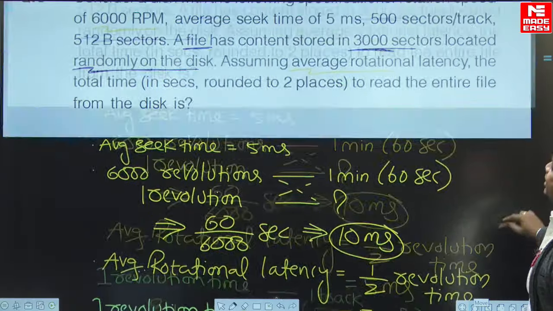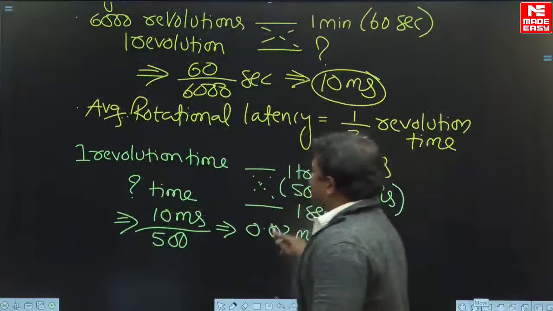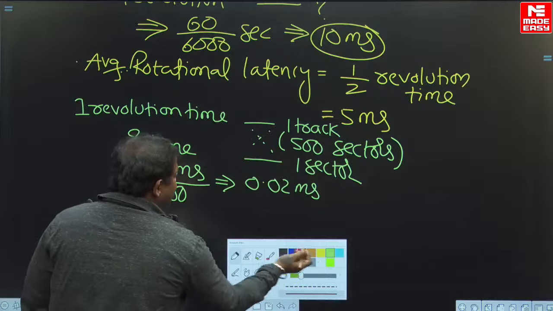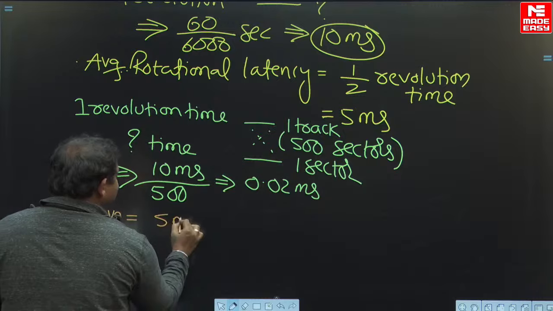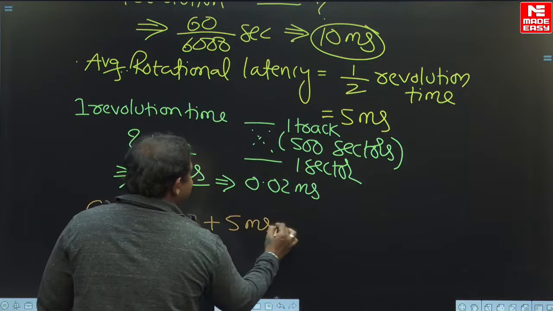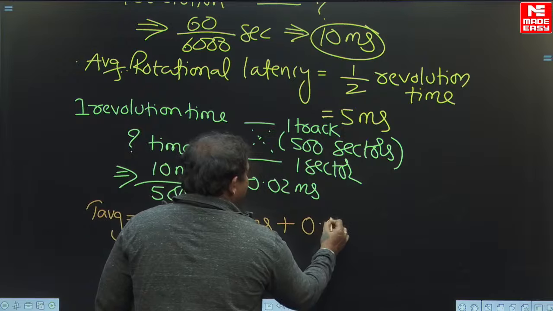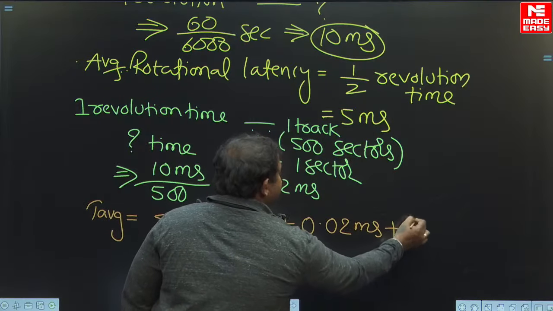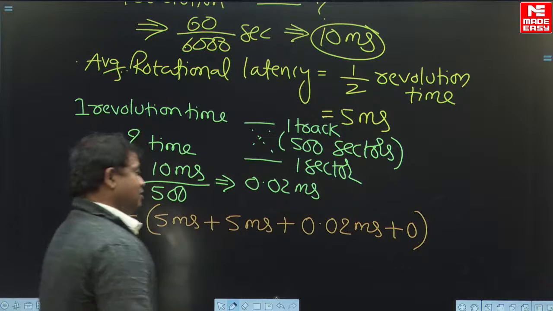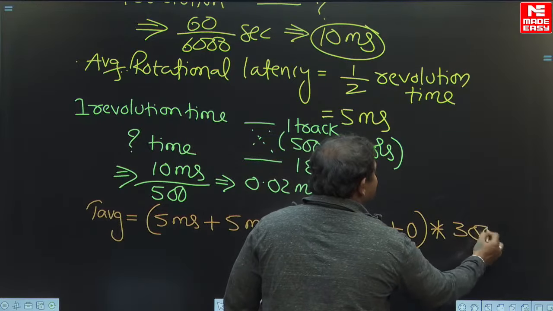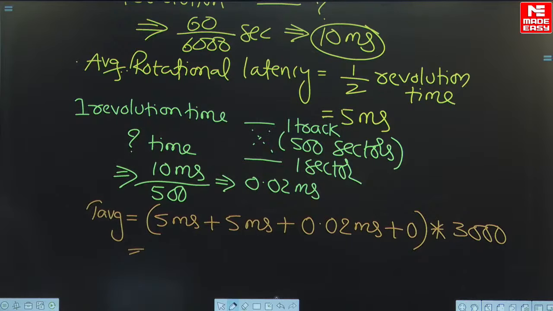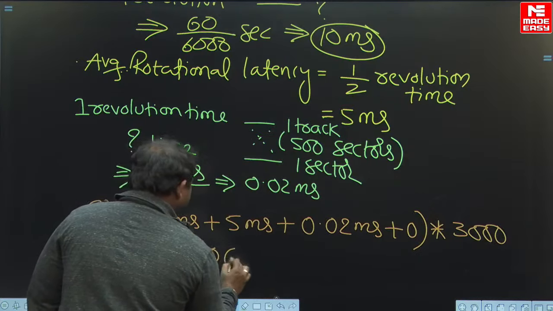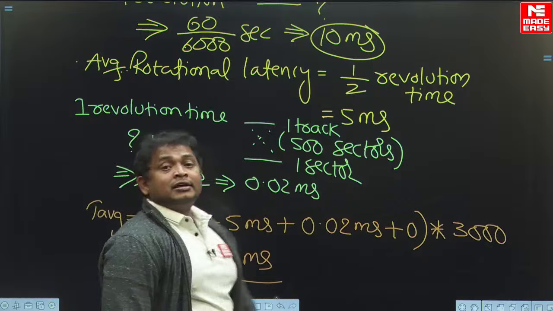Right, now we need to calculate the total time. Overhead is not given, so apply this information in the formula. The direct formula is T average is equal to average seek time, that is 5 milliseconds, plus average rotational latency 5 milliseconds, then transfer time 0.02 milliseconds, overhead 0. This is the accessing time of one sector. Like this, how many sectors do we need to access? 3000 sectors. Do the calculations and report the final value. What is the final value here? The final value is 30.06, right? Okay, right, this is the answer.